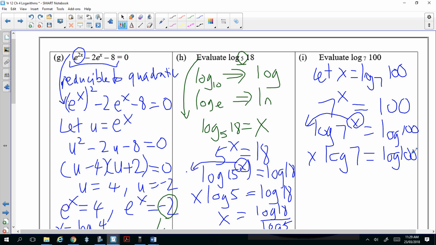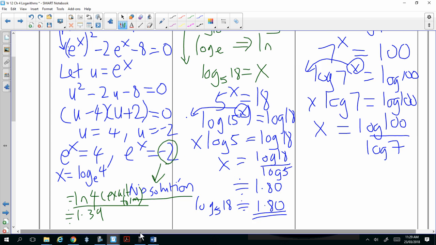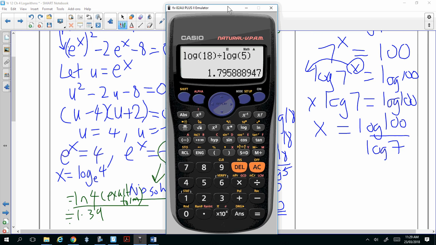So we do that on a calculator. Log 100 divided by log 7. Close bracket. Okay, 2.37.